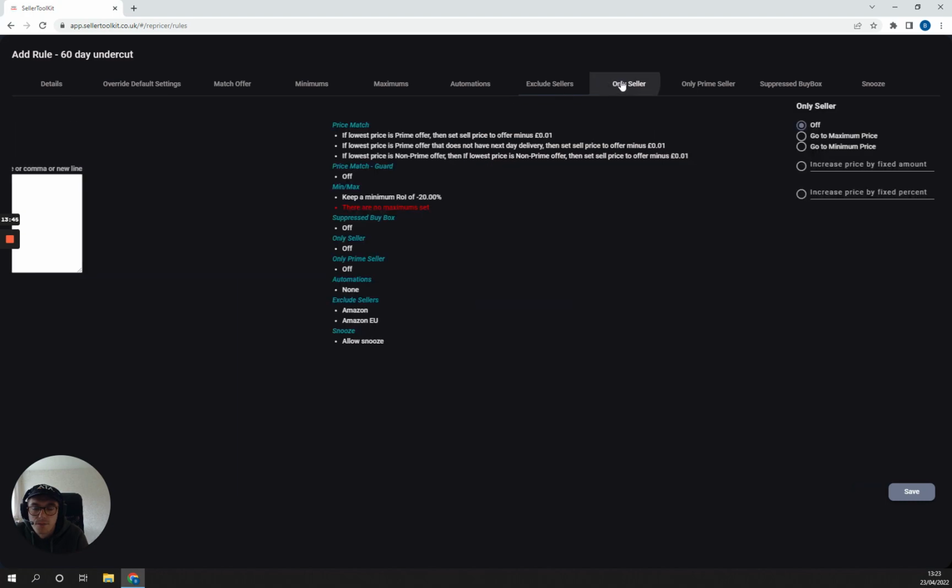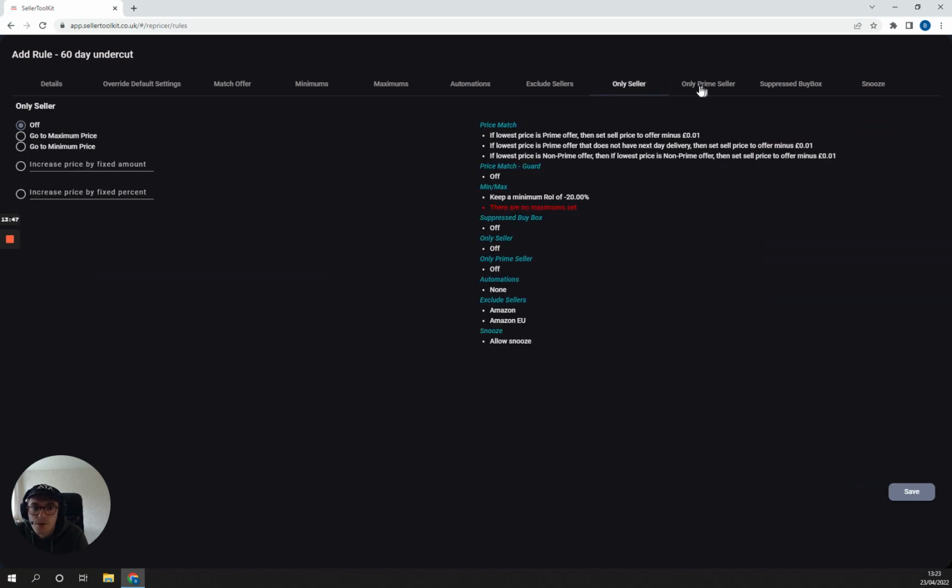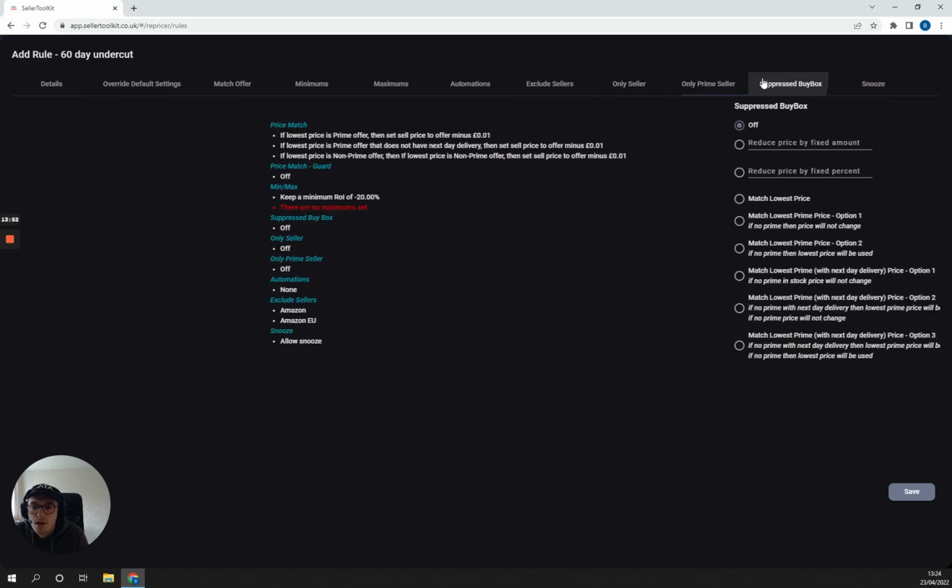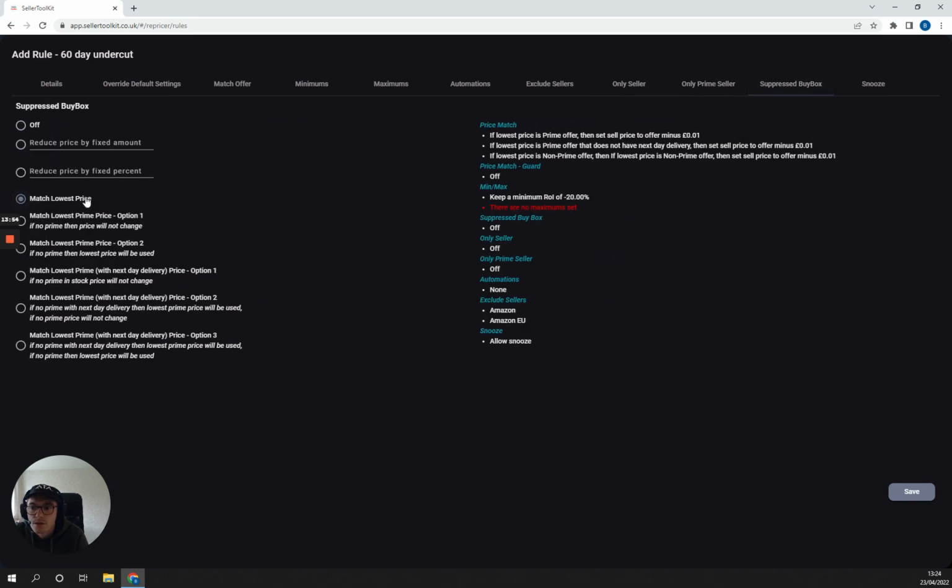And then the only prime seller, because I just want to get rid of this stock, I don't increase at all. And suppress buy box, I now just match lowest price. Or you could undercut as well. But because the cheapest comes up first anyway with a suppressed buy box, you can get away with just matching. But if you wanted to reduce as well, you could. And then snooze is done by the master. So let's save that.